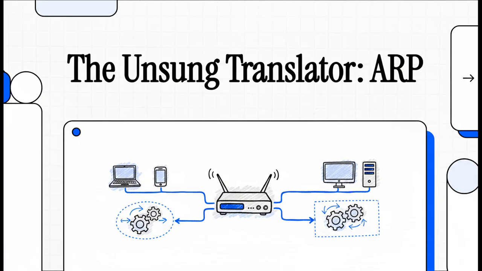You know, we spend a lot of time talking about the big, flashy parts of the internet. But today, we're going deep on one of the unsung heroes of your local network. It's a little protocol called ARP, the Address Resolution Protocol. And without this crucial translator, your devices wouldn't even be able to talk to each other. So let's dive in and see how it all works.